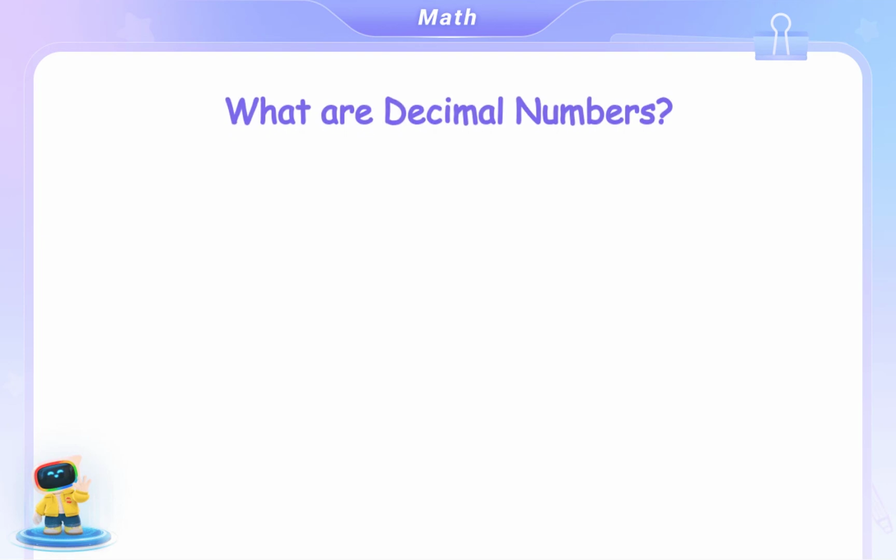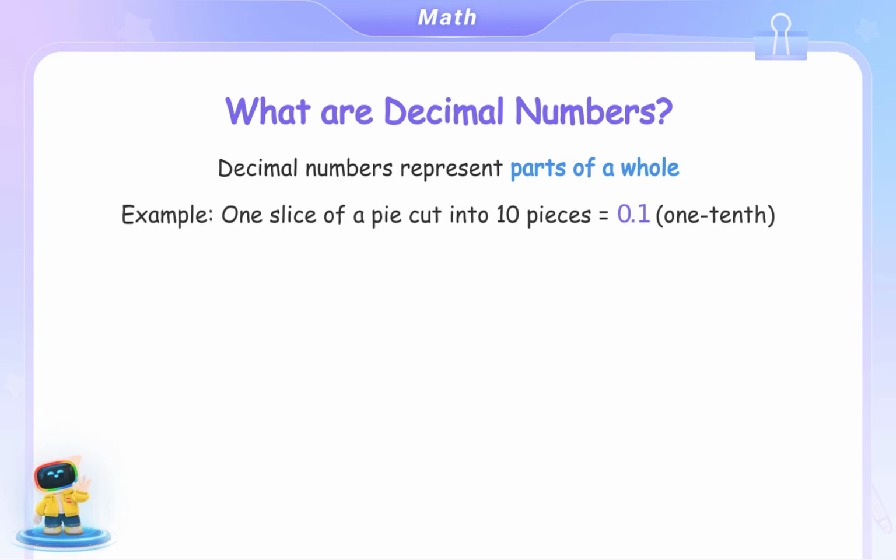What are decimal numbers? Decimal numbers are a way to represent parts of a whole. For example, imagine a whole pie cut into 10 slices. Each slice represents 1/10, or 0.1, of the pie. Decimals help us talk about numbers smaller than 1.